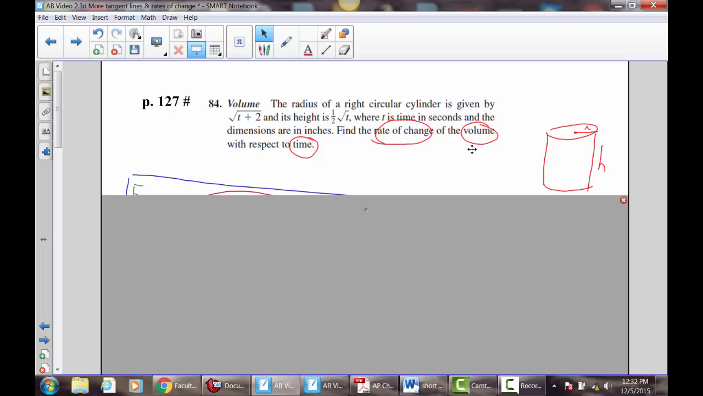Find the rate of change of the volume with respect to time. Before you do anything else, as soon as you see it's a geometric figure, draw the geometric figure. You know that this is the radius of the base, and that's the height.